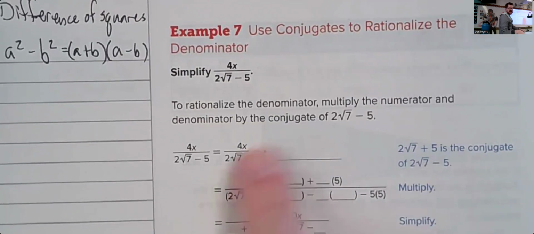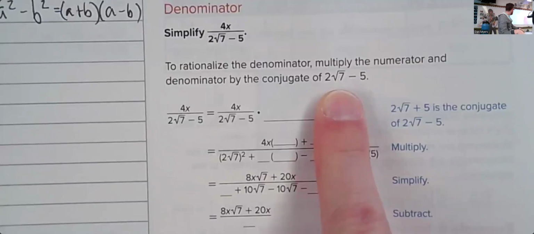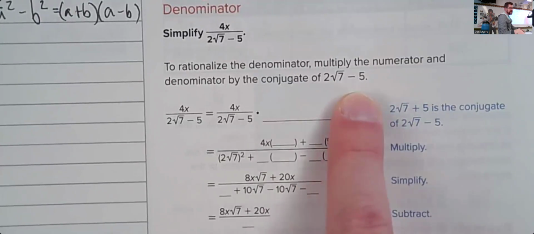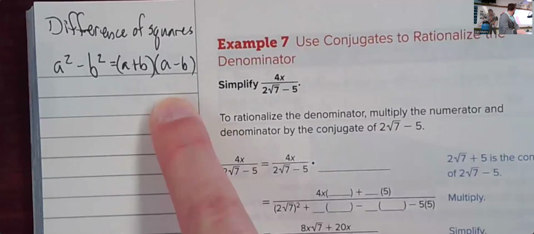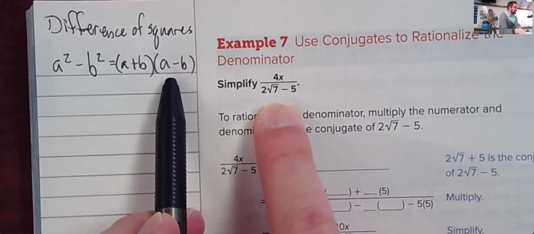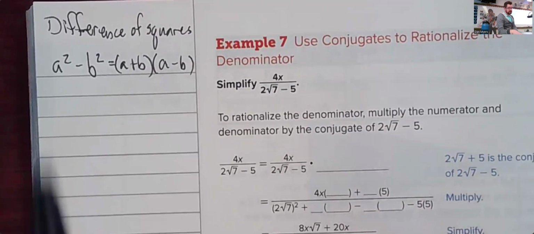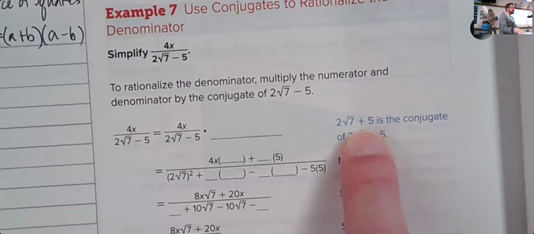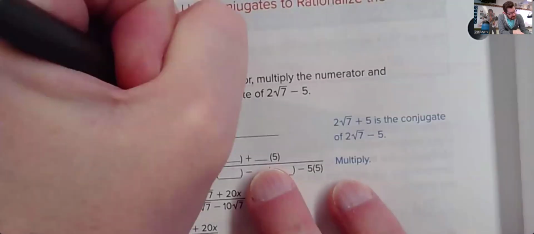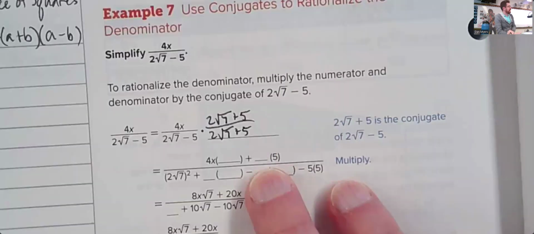So to rationalize the denominator, multiply the numerator and the denominator by the conjugate of 2 root 7 minus 5. And so this is like the subtraction part. This is the minus part of a plus b times a minus b. So you can think of 2 root 7 minus 5, the current denominator, as a minus b. We want to multiply the numerator and denominator by a plus b, which would be 2 root 7 plus 5, which is the conjugate. So here, we're going to multiply by 2 root 7 plus 5 over 2 root 7 plus 5.